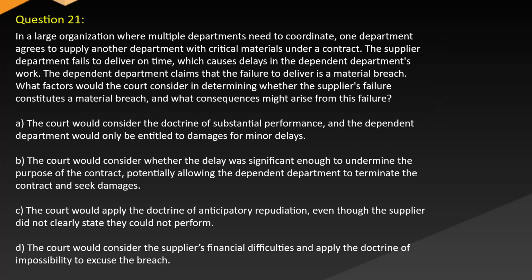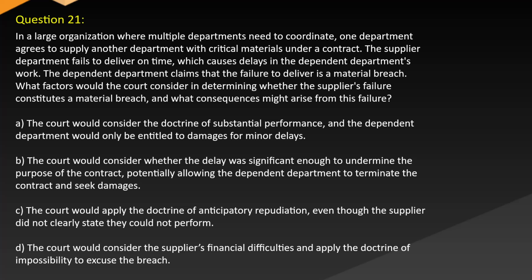Question 21. In a large organization where multiple departments need to coordinate, one department agrees to supply another department with critical materials under a contract. The supplier department fails to deliver on time, which causes delays in the dependent department's work. The dependent department claims that the failure to deliver is a material breach. What factors would the court consider in determining whether the supplier's failure constitutes a material breach, and what consequences might arise from this failure?